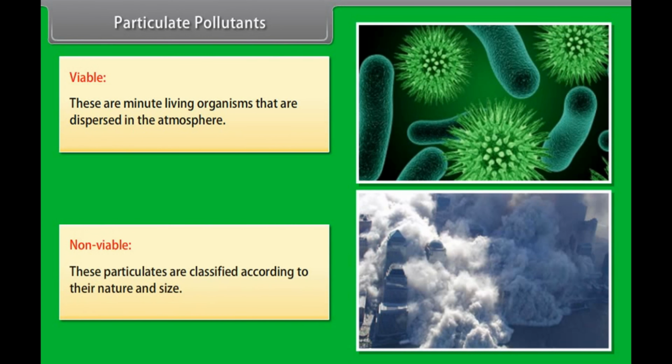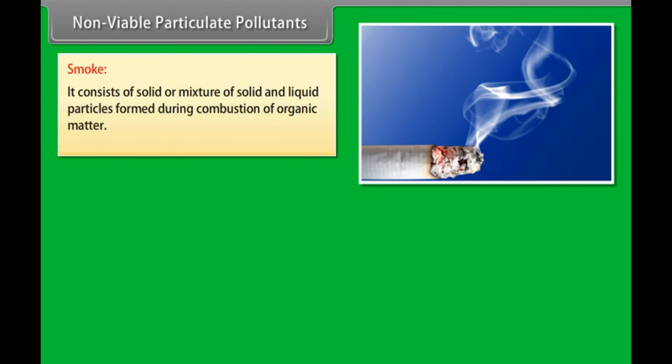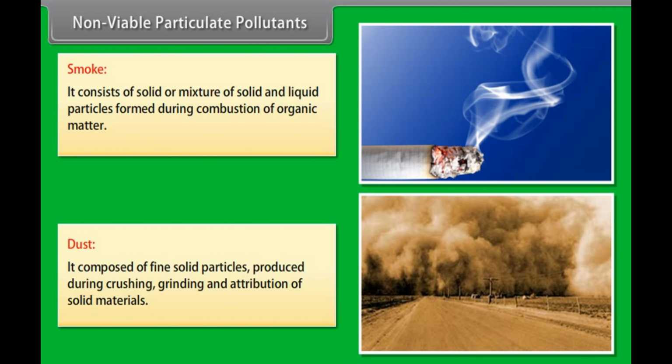Non-viable. These particulates are classified according to their nature and size. Non-viable particulate pollutants. Smoke: it consists of solid or a mixture of solid and liquid particles formed during combustion of organic matter. For example, cigarette smoke, smoke from burning of fossil fuel, oil smoke, etc. Dust: it is composed of fine solid particles produced during crushing, grinding and attrition of solid materials. For example, dust from woodworks, pulverized coal, fly ash from factories, dust storms, etc.